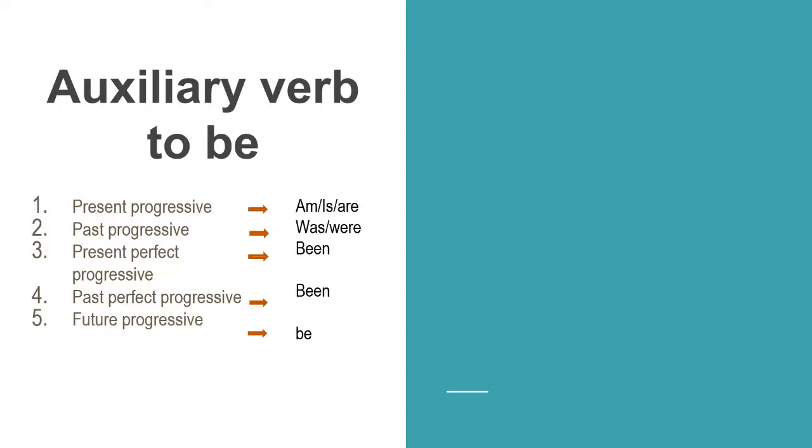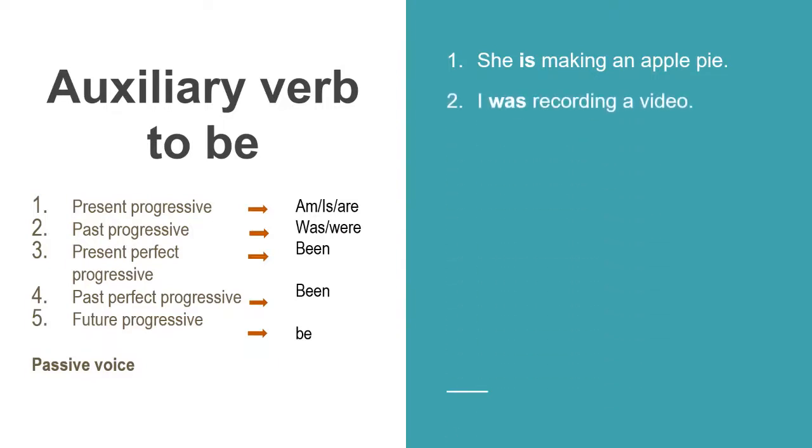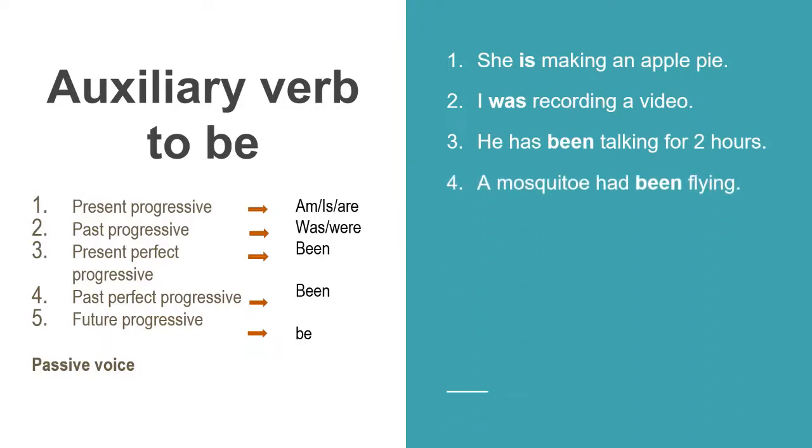The passive voice is formed with the verb be in the appropriate form. Here we have some examples. She is making an apple pie. I was recording a video. He has been talking for 2 hours. A mosquito had been flying. Adam will be playing football at 5 p.m.